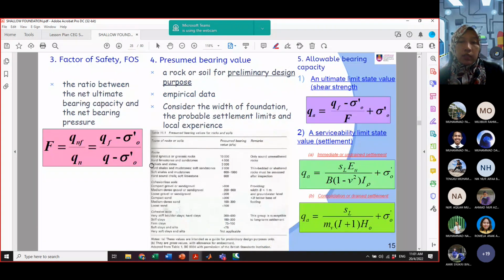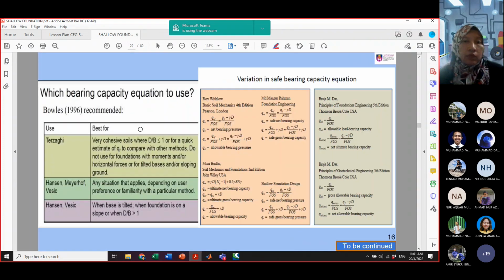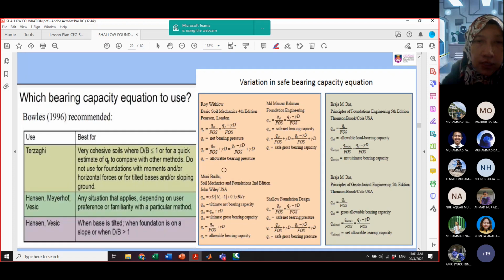Okay, yang tu pasal factor of safety. Tadi pasal apa tu? Ultimate bearing capacity. So factor of safety yang ni pun saya dah explain daripada awal tadi. Cuma macam saya cakap lah, factor of safety ni sebenarnya kalau you tengok closely okay, in summary lah yang berkaitan dengan bearing capacity. Which bearing capacity equation kita nak guna? Kita nak guna Terzaghi ke? Kita nak guna Hansen-Vesic ke? Kita nak guna Hansen-Meyerhof. So it just give you quick view how to make decisions on that particular things lah.